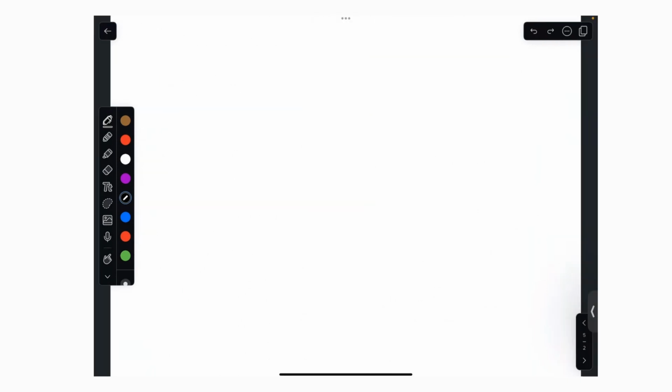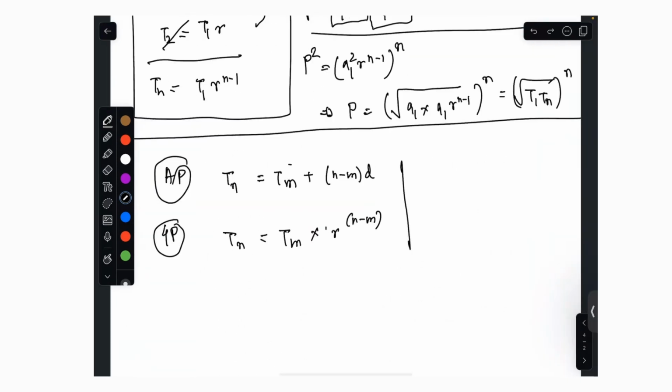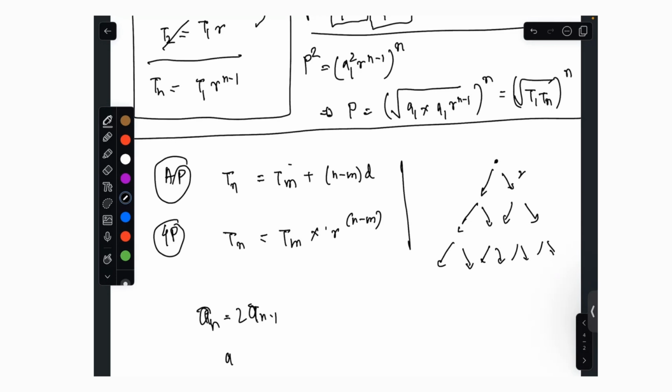So GP is closer to nature in the sense that things multiply. If it multiplies at the rate of r, that's what GP is. Again, for computer science people out here, it's like the binary tree. How many nodes are there at the end of the binary tree? It's a GP, because every time it doubles, Tn is equal to 2 times Tn minus 1. So An is equal to 2 to the power n. So it's a process of life, how things multiply.